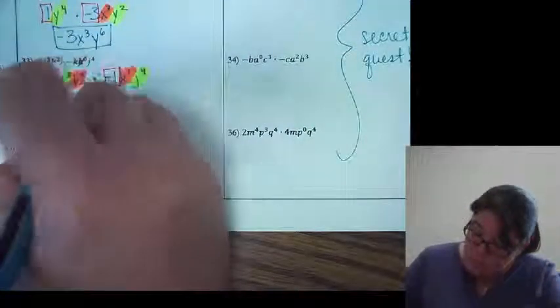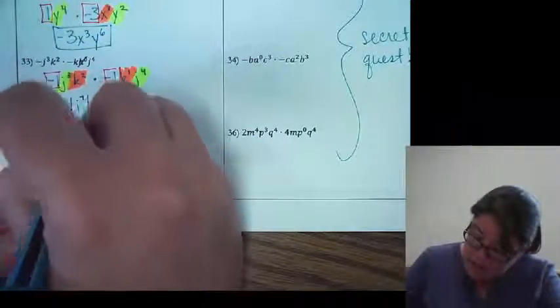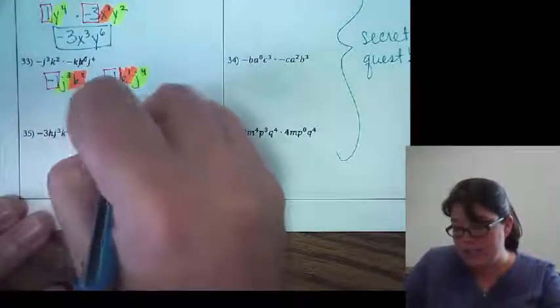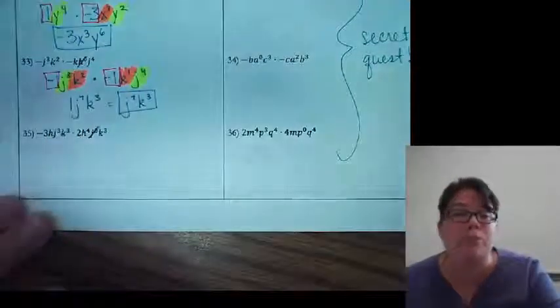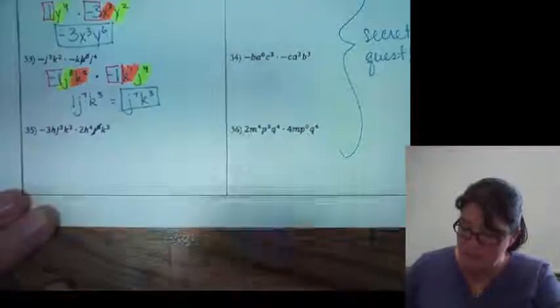-1 times -1 is 1. J will be to the 7th, and K will be to the 3rd. Now you may see this just as J to the 7th, K to the 3rd, and they may not use the 1 as the coefficient because, again, it doesn't have to be there because multiplying by 1 doesn't change anything.